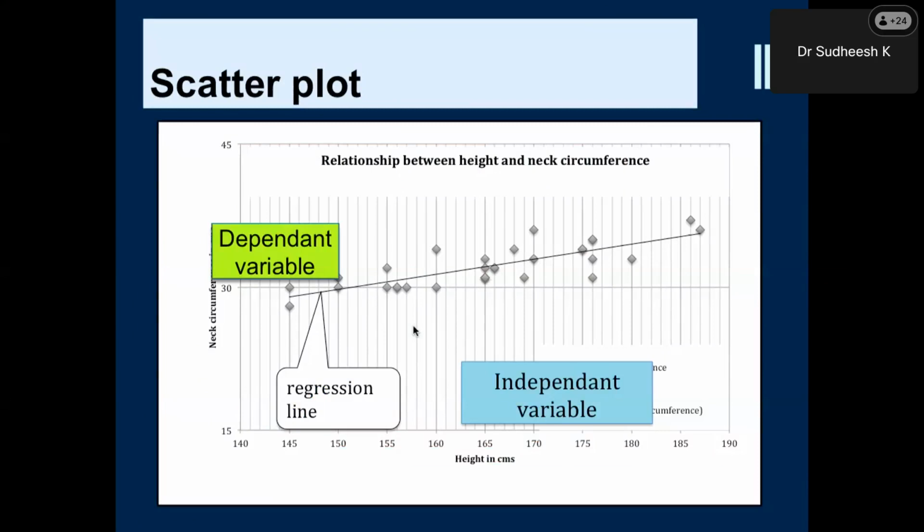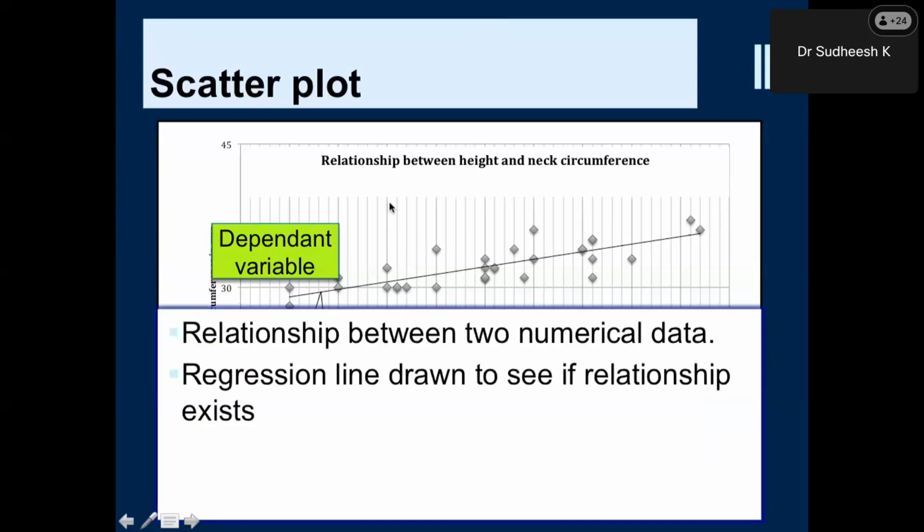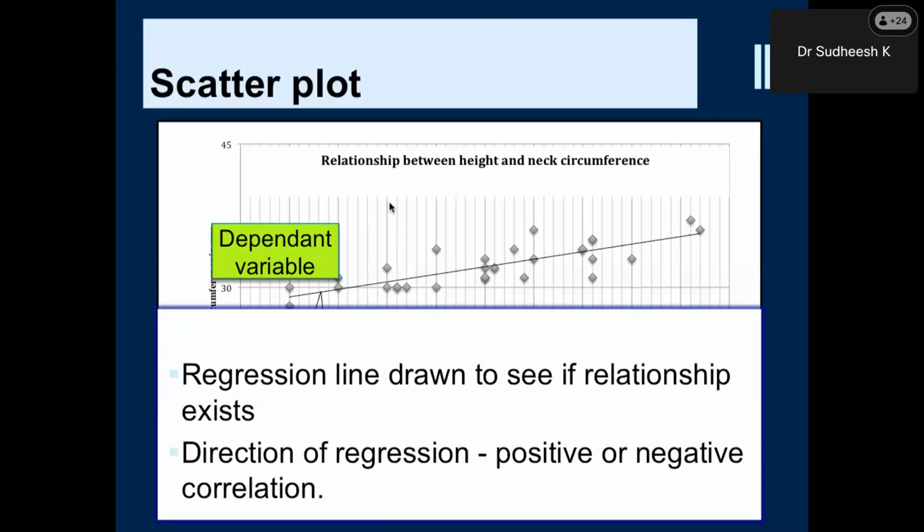y-axis. So as the height increases in this graph, you see the height is the independent variable and next the neck circumference. We note that as the height increases, the neck circumference also increases, and this regression line shows the trend in the direction of the observation. So the dependent variable increases as the independent variable also increases. That is the understanding of this particular graph. The direction of the regression line says whether it's a positive or negative correlation. This is a positive correlation.